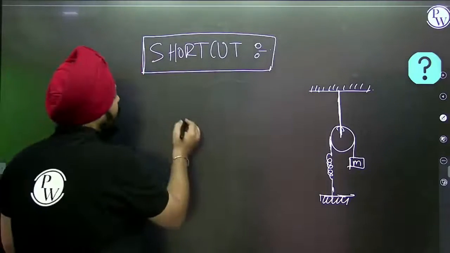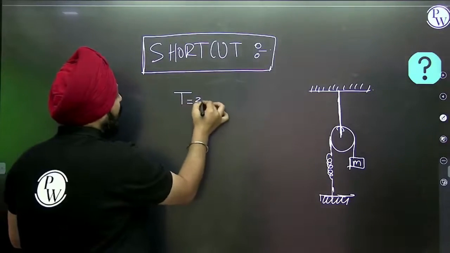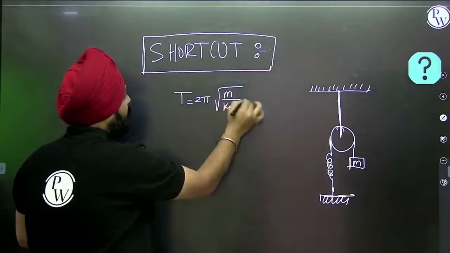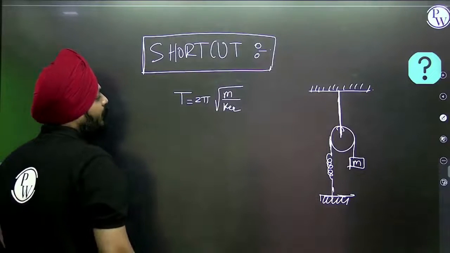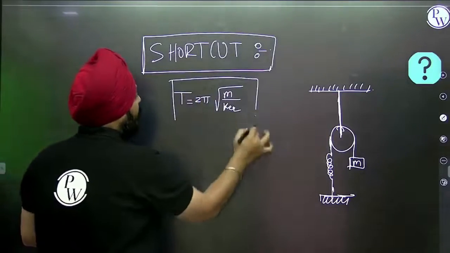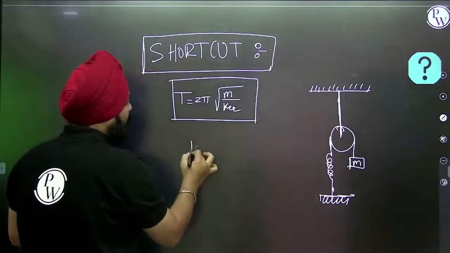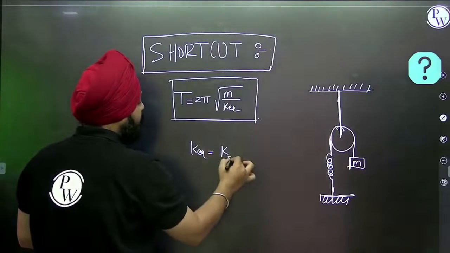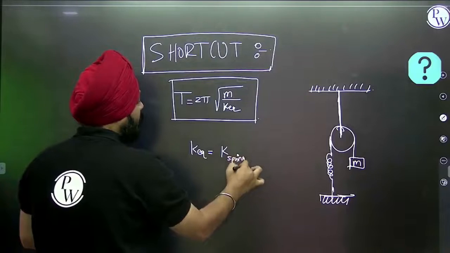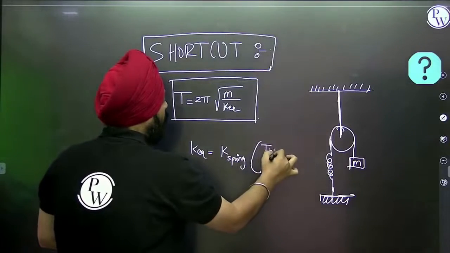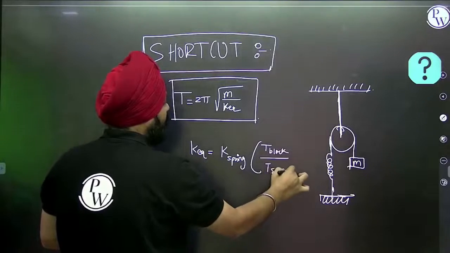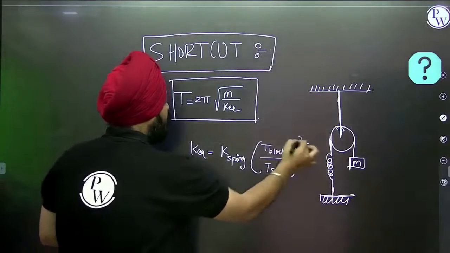The shortcut states the formula of the time period: T is equal to 2 pi under root of M by K equivalent. This is the formula that you need to remember for all of those cases. What will be the value of K equivalent? That will be K of spring times the tension on block by tension on spring, whole square.